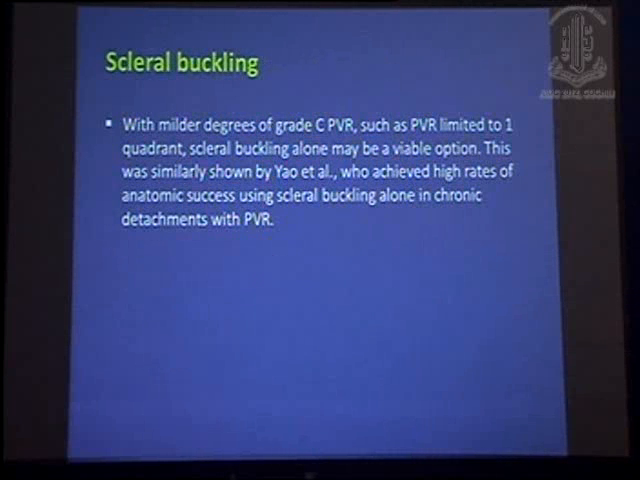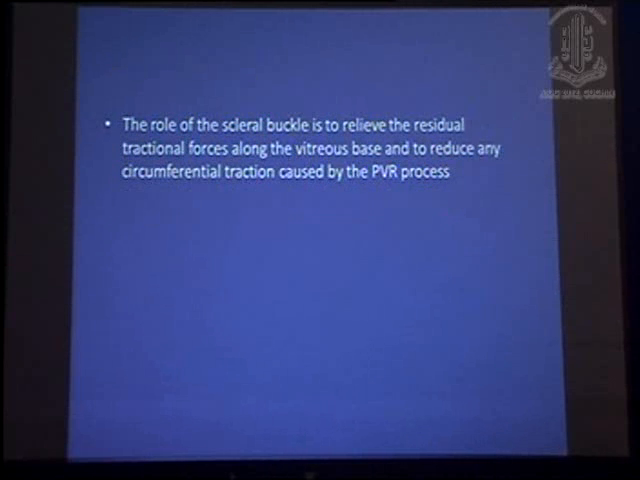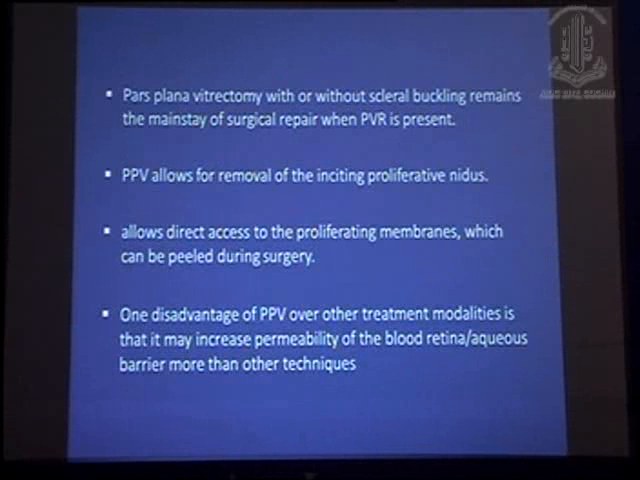Now, role of scleral buckling. With milder degrees of grade C PVR or PVR that is limited to one quadrant, buckling alone may be a viable option. It was shown by Yao's series, who achieved high rates. And the main role of the scleral buckle is to relieve the residual tractional forces along the vitreous base and to reduce any circumferential traction caused by the PVR process.